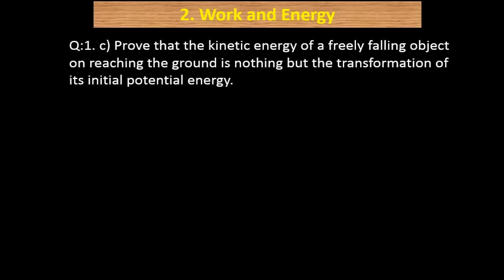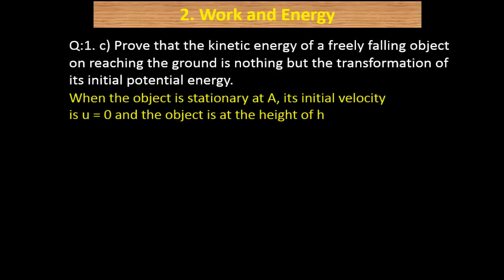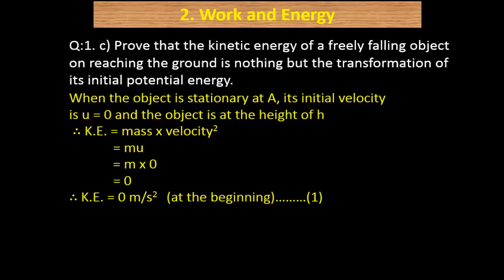Prove that the kinetic energy of a freely falling object on reaching the ground is nothing but the transformation of its initial potential energy. When the object is stationary at A, its initial velocity u is equal to 0 and the object is at the height of h. Therefore, Ke is equal to half mass multiplied by velocity square, which is equal to half m u square, which is equal to half m multiplied by 0, which is equal to 0. Therefore, Ke is equal to 0 at the beginning, equation number 1.